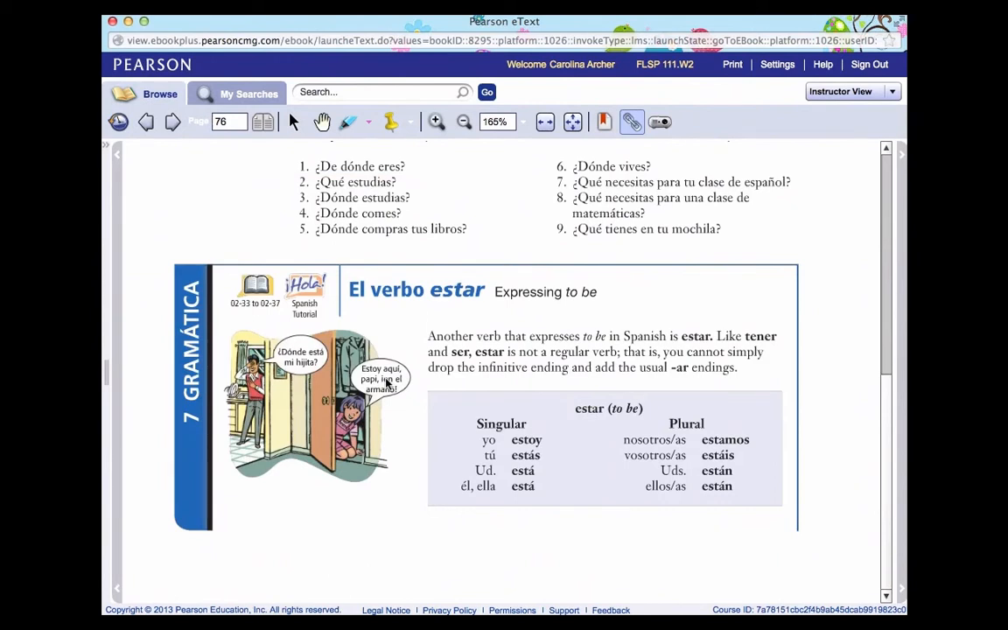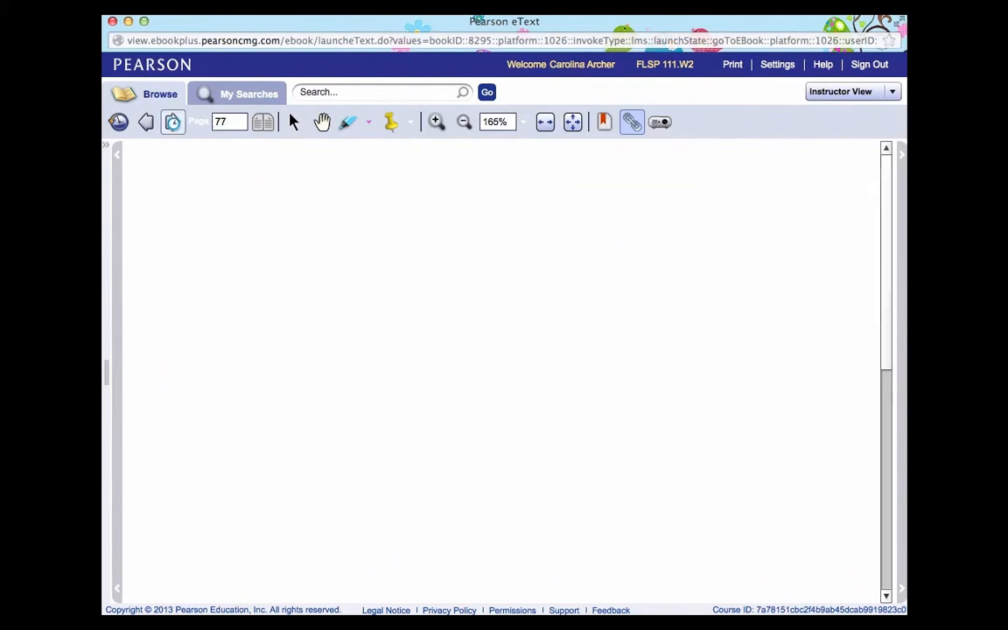Estar, like the other two verbs that we learned, tener y ser, are not regular, like we learned earlier this week. So that means that you can't just drop the ar ending and add the usual ar endings. This is an irregular verb, so you're going to have to learn how it's conjugated. Okay, yo estoy, tú estás, ¿cómo estás? Estoy bien. Usted, él, ella está. Nosotros, nosotras estamos. Vosotros, vosotras estáis. Ustedes, ellos y ellas están. Okay? So that's a conjugation of the verb estar.